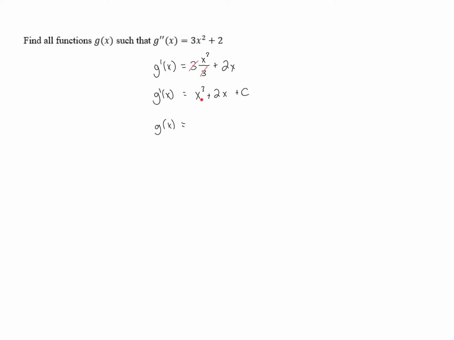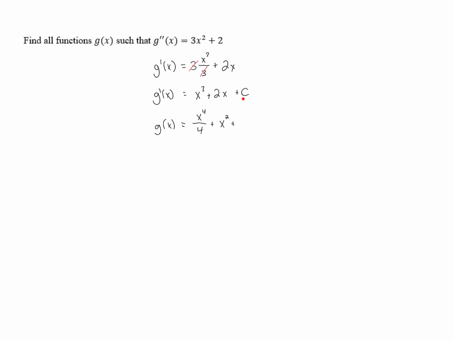We have the power rule here that says that we increase the power by 1 and divide by the new power. So the antiderivative of x cubed is going to be x to the 4th over 4, plus the antiderivative of 2x. I think you know which function has a derivative of 2x. That is x squared.